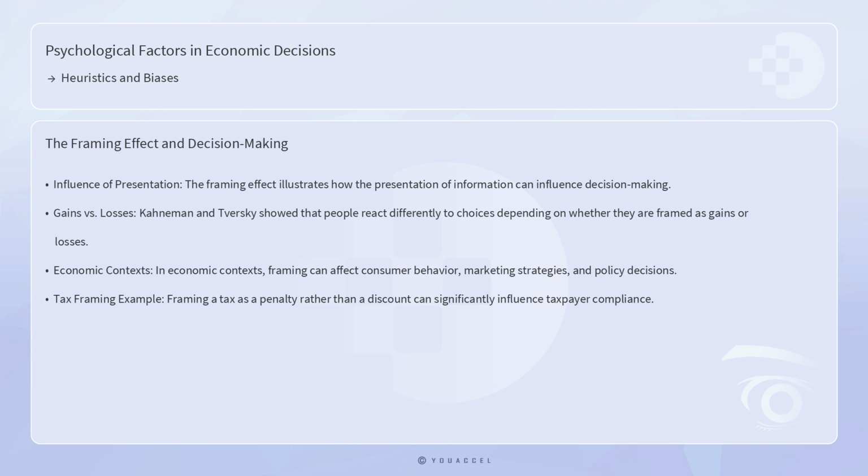The framing effect illustrates how the presentation of information can influence decision-making. Kahneman and Tversky showed that people react differently to choices depending on whether they are framed as gains or losses. For example, individuals are more likely to opt for a sure gain over a probabilistic one, but prefer a probabilistic loss to a certain loss. In economic contexts, framing can affect consumer behavior, marketing strategies, and policy decisions. For instance, framing a tax as a penalty rather than a discount can significantly influence taxpayer compliance.